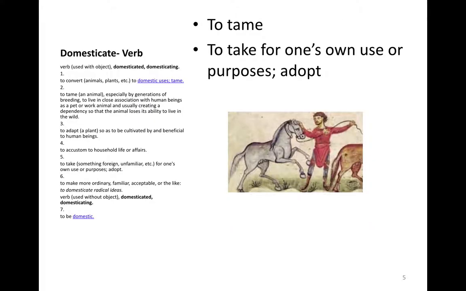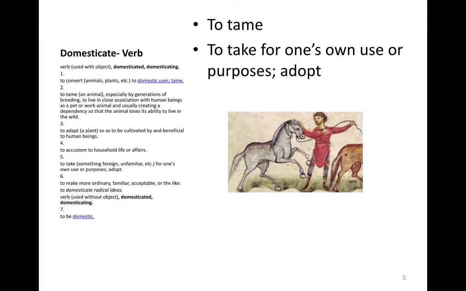Okay. Next word is domesticate. And of course this takes place during the Neolithic time period. Basically, to domesticate, it's a verb. It means to convert, taming an animal, especially by generations of breeding, to live in close association with human beings as a pet or a work animal, usually creating a dependency so that the animal loses its ability to live in the wild.